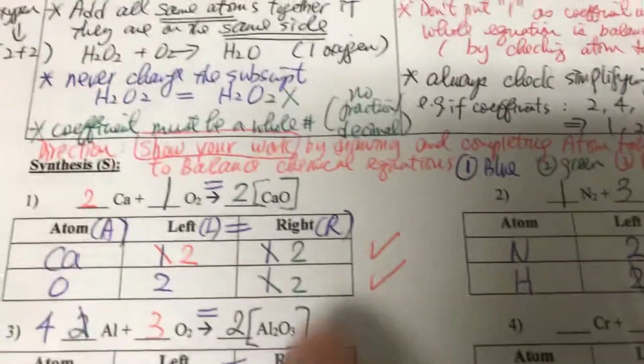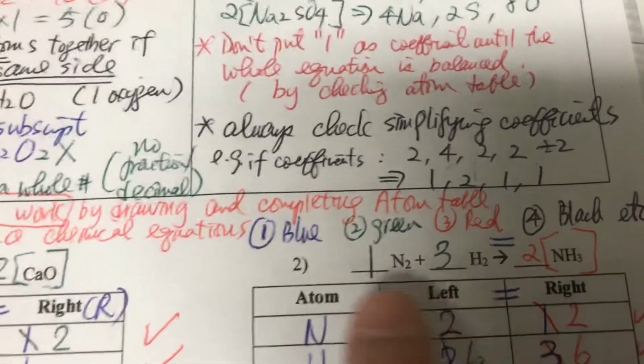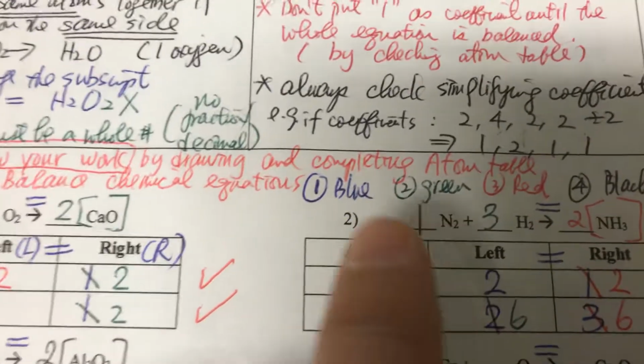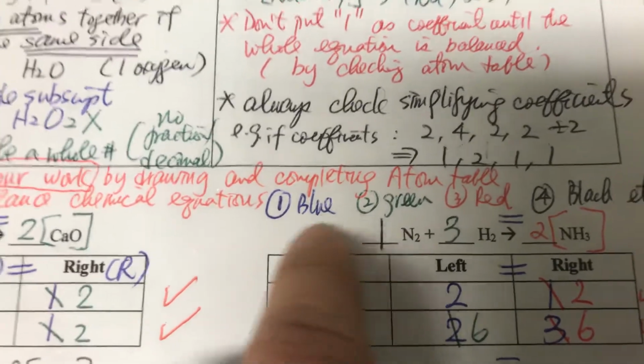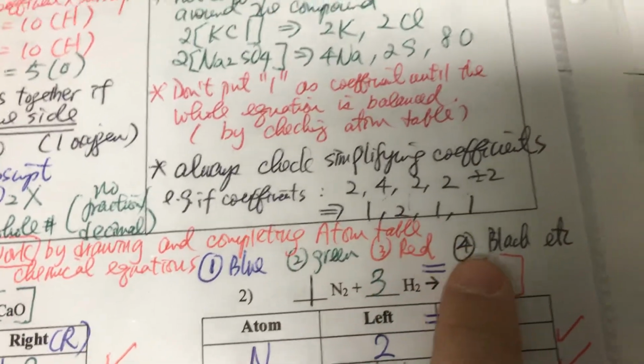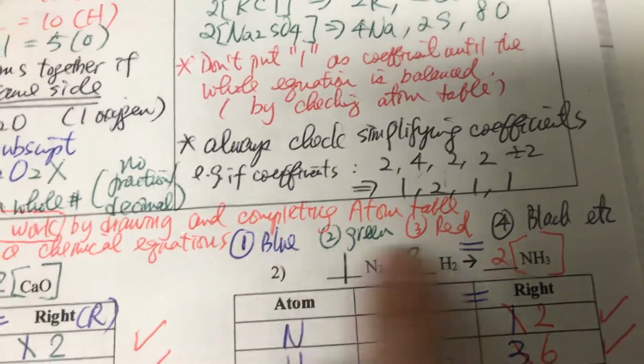So at first, I'm going to ask you to put things in the order of the pen. So I'm showing the steps. I'm afraid that you will be confused about the steps. So I will say step 1, I will do blue pen, step 2, green pen, step 3, red pen, step 4, black pen. And then if you have more than 4 steps, you go back to the first color.